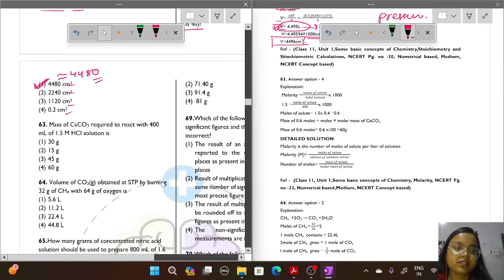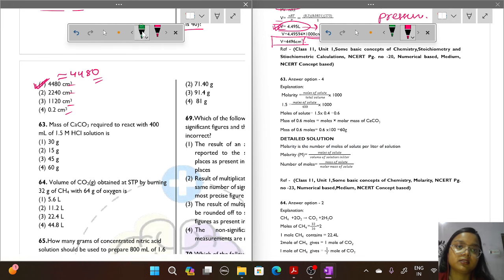Next is question number 63. Question number 63 says: mass of calcium carbonate required to react with 400 ml of 1.5 molar HCl solution is. Volume is given as 400 ml and molarity is given as 1.5 molar, and we have been asked the mass.